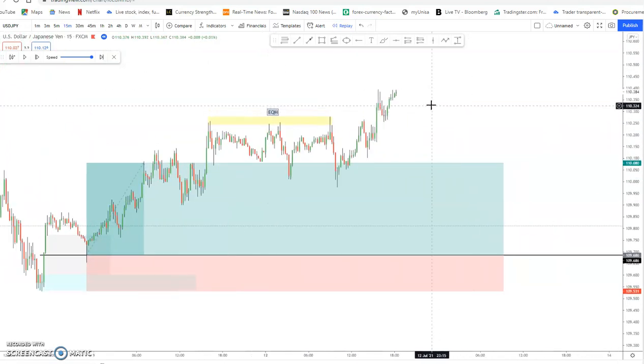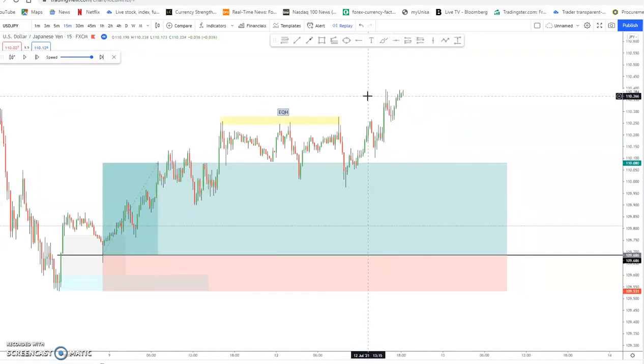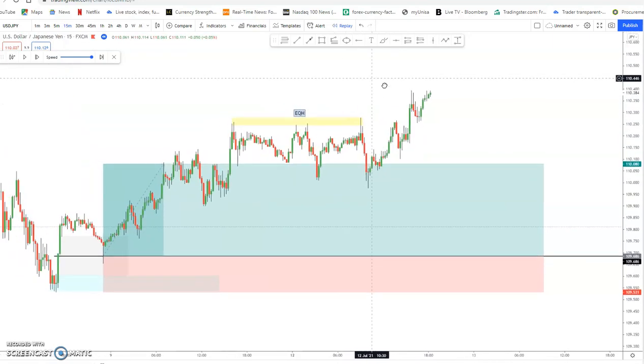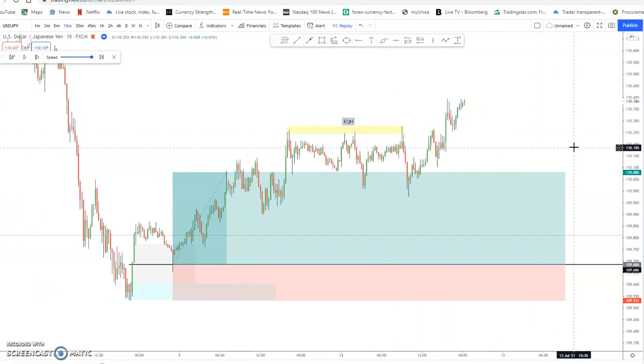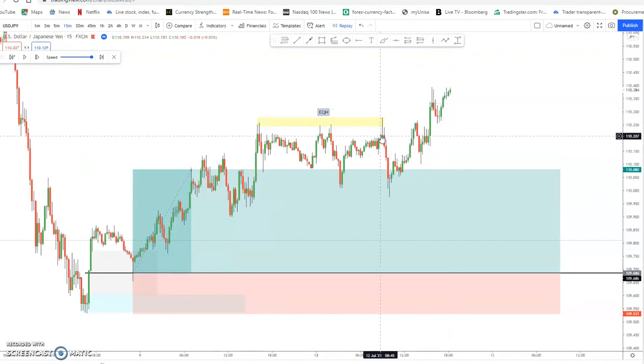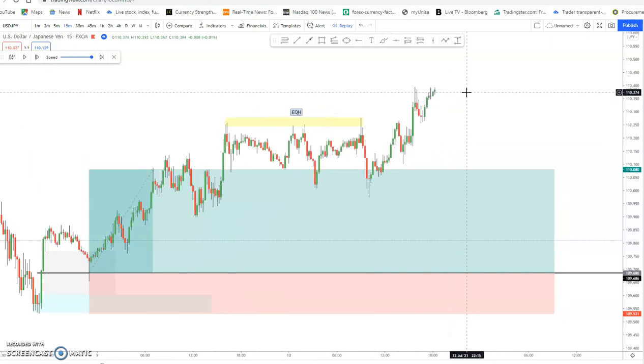Okay, so in order for the market to collect liquidity, they will target equal highs, equal lows. So in this example, they created equal highs. The market obviously tricked some people into selling as a possible triple top, and then they went to collect the liquidity.